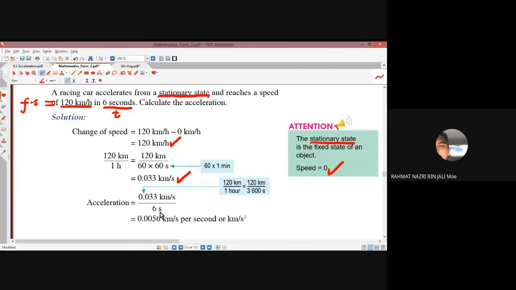Ini tak perlu tukar lagi. Tadi saya cakap kita perlu tukar sebab hour, because of the working, convert the change of speed to the kilometer per second. So they proceed with divided by 6. So jawapan akan dapat kilometer per second. Kita boleh tulis like this, the unit, ataupun macam ini, km/s to the power of 2, kilometer per second per second.